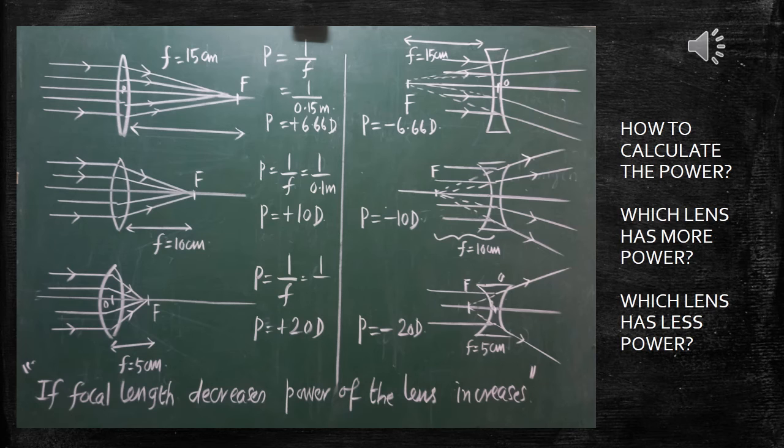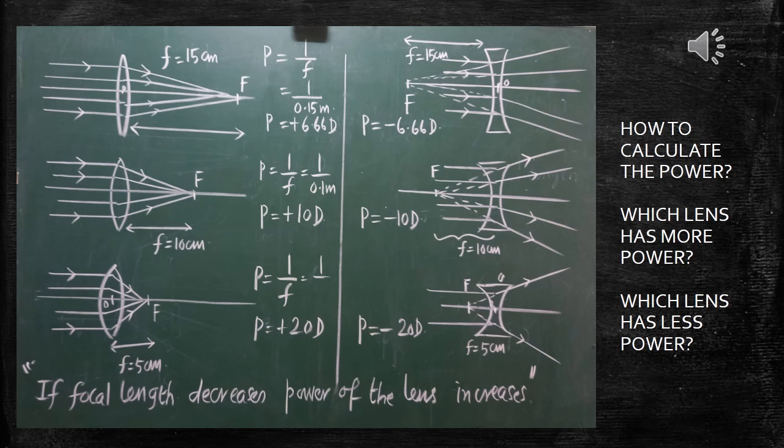In the same manner, we can calculate the power of the 10 centimeter lens and the 5 centimeter lens. The power of the 10 centimeter lens is plus 10 diopter. The power of the lens of focal length 5 centimeter is plus 20 diopter. On the other side, we have calculated the power of the concave lenses. All three lenses have the same focal lengths as the convex lenses. The only thing is the sign must be changed, so in the case of a concave lens, the power must be taken as negative.